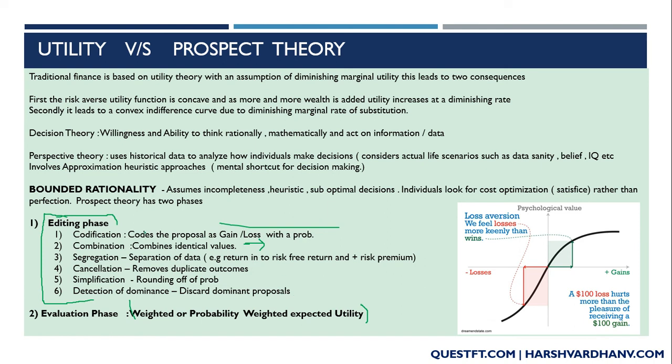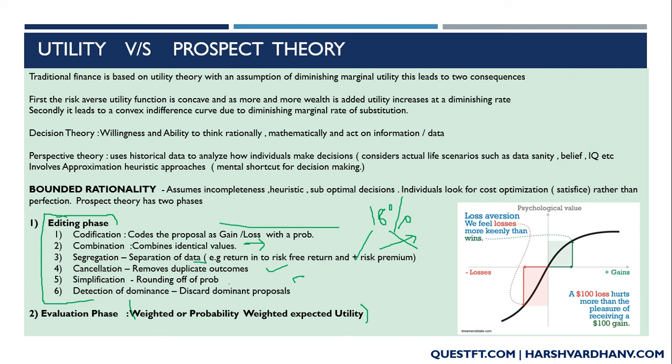At the end, when you have an expected return in place based on steps 1 and 2, you segregate it into a risk free rate and a risk premium rate, a separation of data. Cancellation is removing all duplicate outcomes. Simplification is basically rounding off a probability.